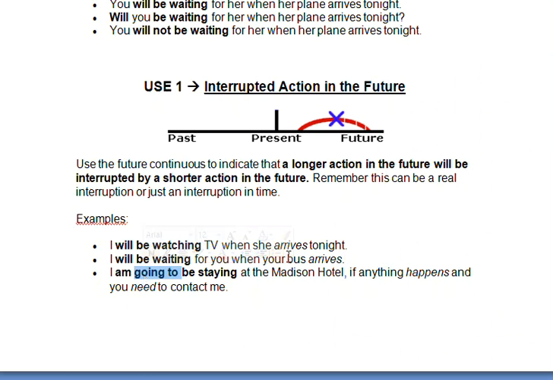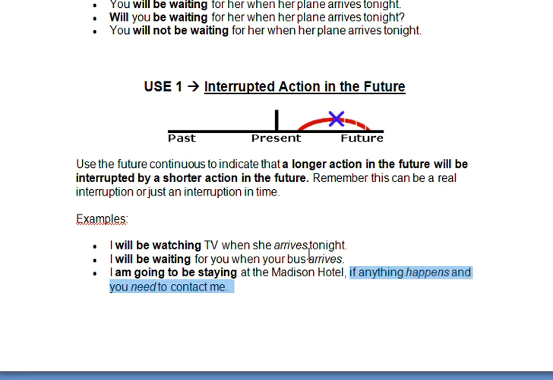Para que lo recuerden, porque puede que se encuentren con ejemplos de esta índole. I am going to be staying at the Madison Hotel. Yo me voy a estar quedando en el Hotel Madison if anything happens and you need to contact me. Si algo sucede y necesitas contactarme. Nuevamente, como en los dos ejemplos anteriores, la segunda oración, que empieza acá, es una oración también que tiene que ver con una acción en el futuro, pero si se fijan, está escrita en el presente simple. Vamos a ver por qué sucede eso.